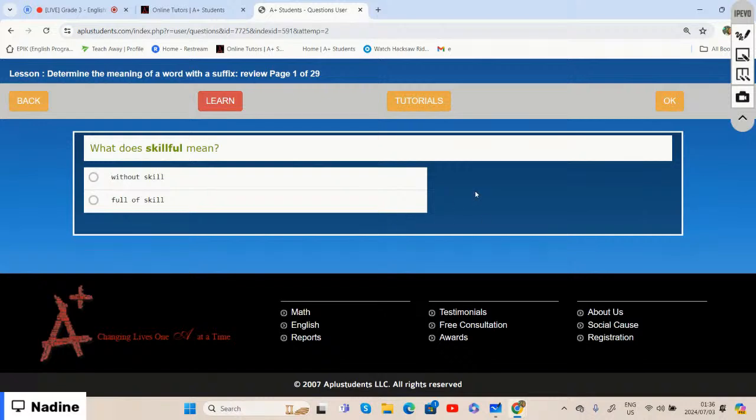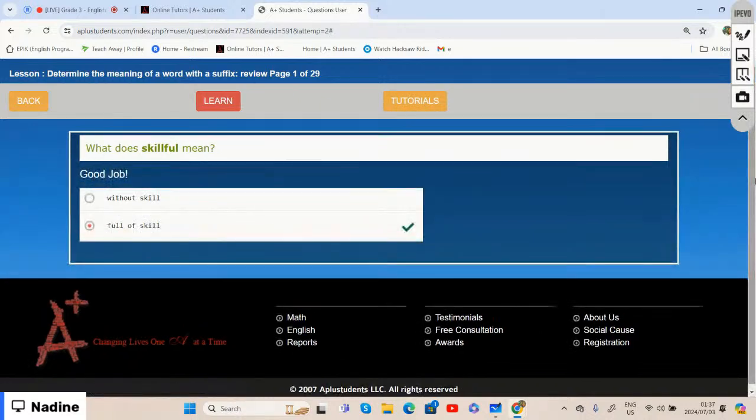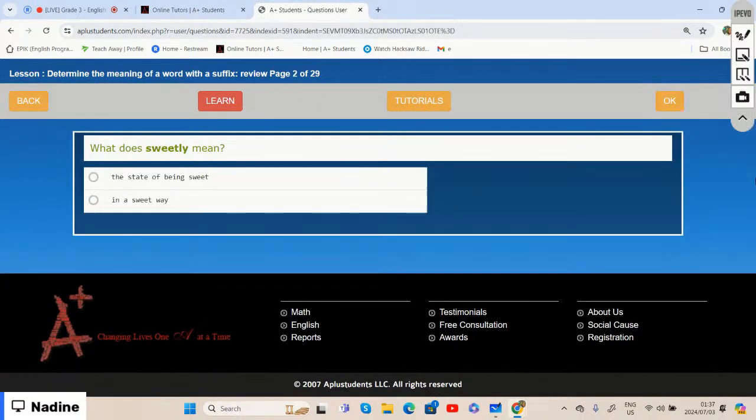All right, so what does skillful mean? And we say skillful is... yes. So skillful is option two, which is full of skill, right? Yes, so option two is correct. It is full of skill.